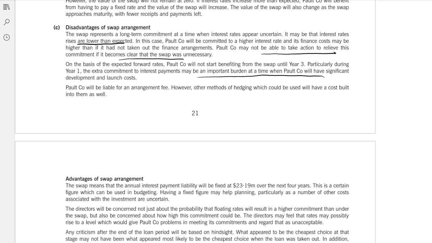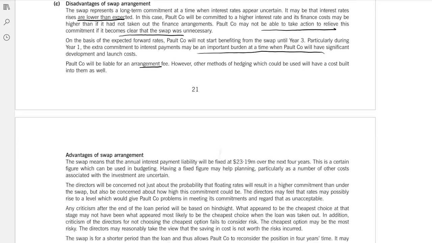So in the first year of the swap, even in the second year of the swap, both years are a loss case for the company. But especially in the first year, it will be a heavy loss because instead of 14 million, we will have to pay 19.838 million. Pault company will also have to pay an arrangement fee. Although we have to pay an arrangement fee in other types of hedging, in case of swap, this is a significant fee.